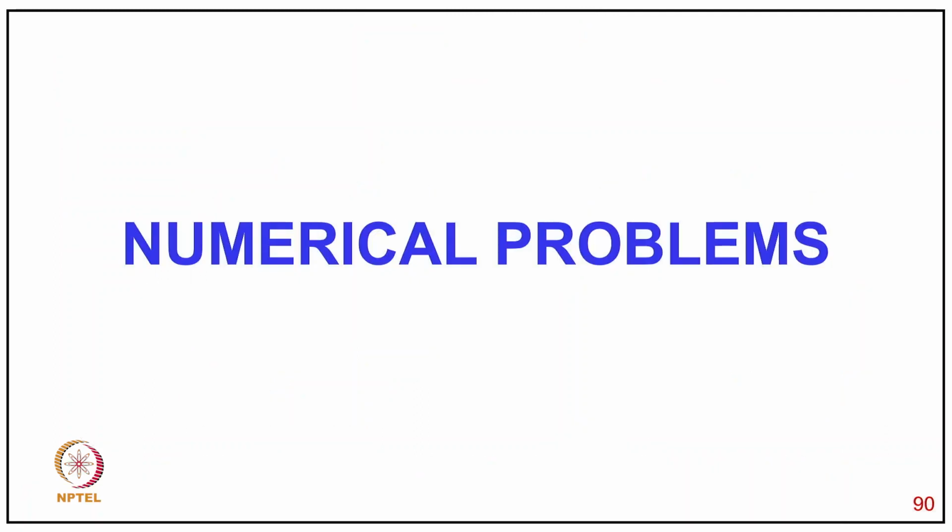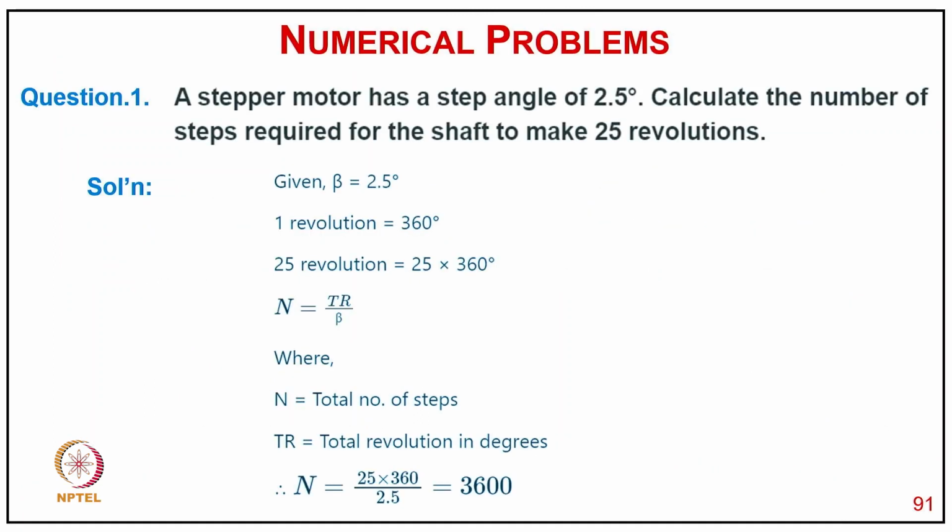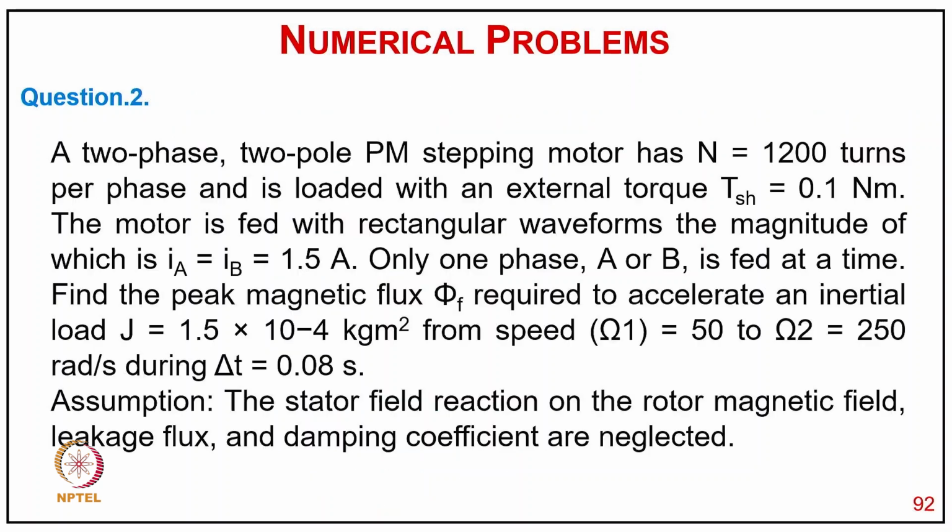Now coming to numerical problems. Question 1: a stepper motor has a step angle of 2.5 degree. Calculate the number of steps required for the shaft to make 25 revolutions. So given here beta equal to 2.5 degree, 1 revolution is 360 degree, 25 revolutions equal 25 into 360 degree, and then n equal to TR upon beta, where n is the total number of steps and TR is the total revolution in degrees. So n equal to 25 into 360 by 2.5 degree, that is 3600.